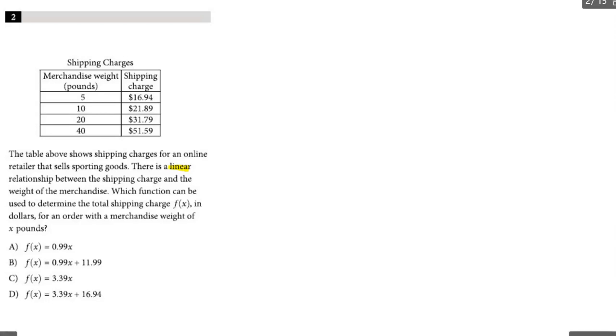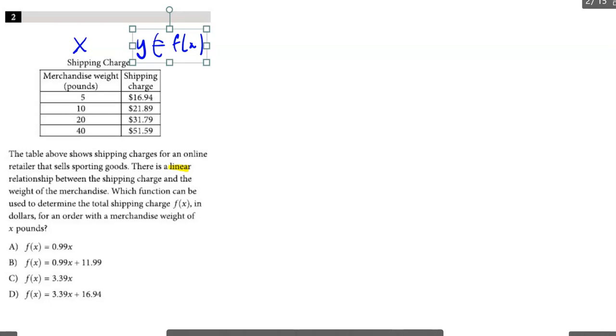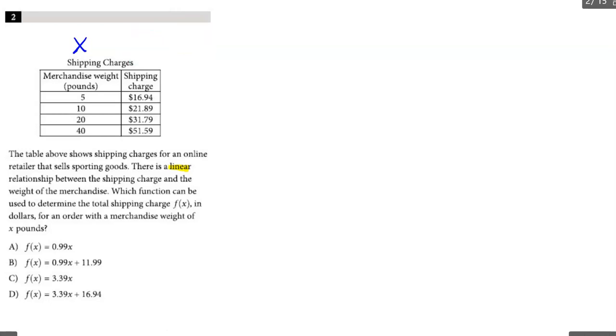And I have a strategy I do for all of these. So the input is our x. The output over here is y, which remember, y can be the same thing as f of x. So y equals f of x. It looks kind of sloppy there, but bear with me. So when we're doing the chart, I can kind of come down and I can figure out all my changes in my y values. So these are my y values.